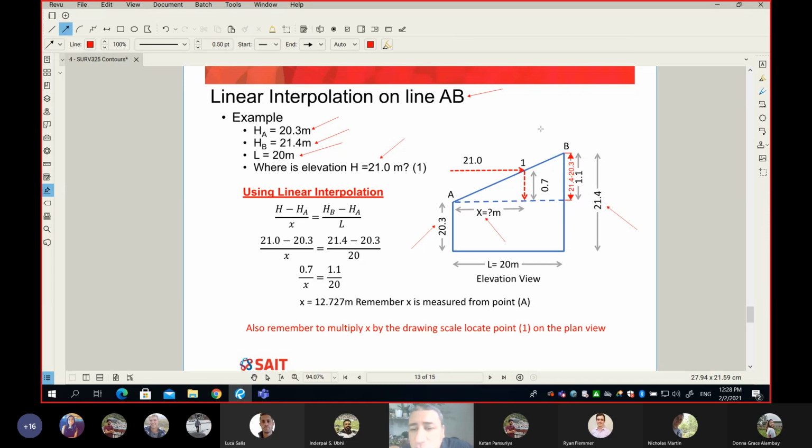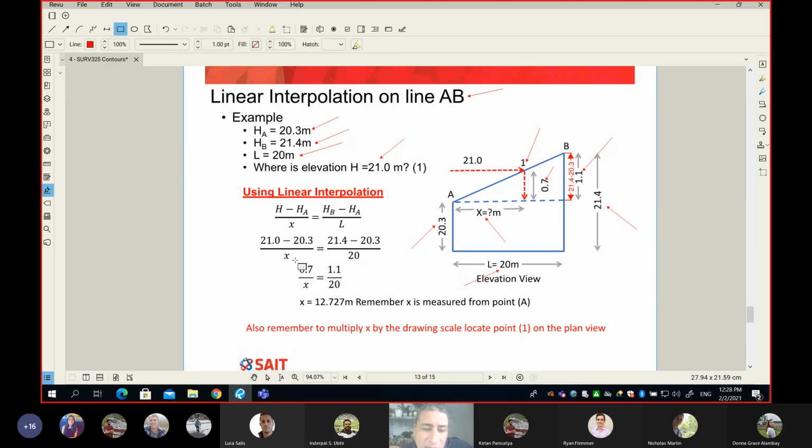And the elevation of point 1 that we're trying to find, we know the elevation is 21, and the elevation of point A is 20.3, so we know that the difference in elevation is 0.7, which is 21 minus 20.3. Now, it will become very, very easy because we have two similar triangles. This smaller triangle is similar to the big triangle. What does it mean? It means 0.7 over x, this side over this side, is equal to 1.1 over the base, which is 20 meters.